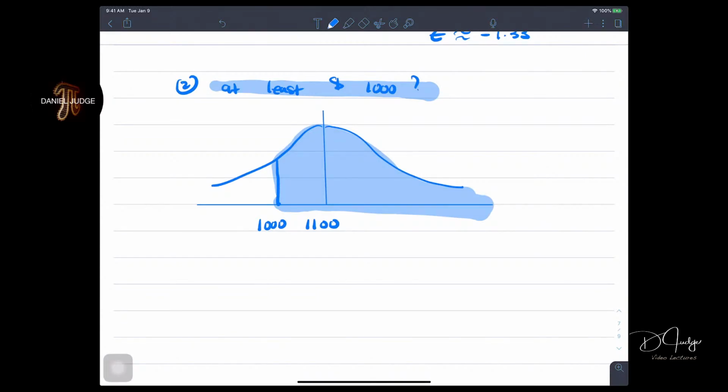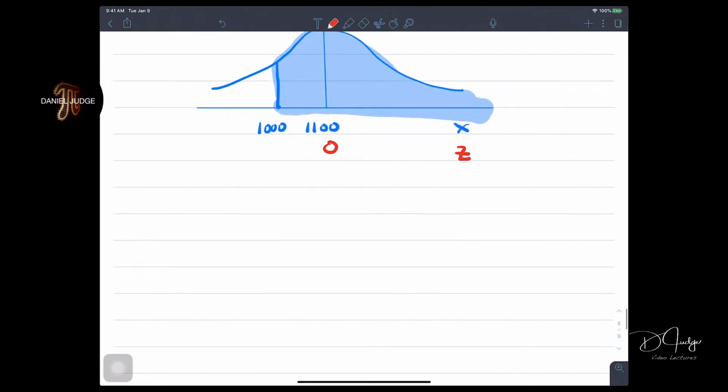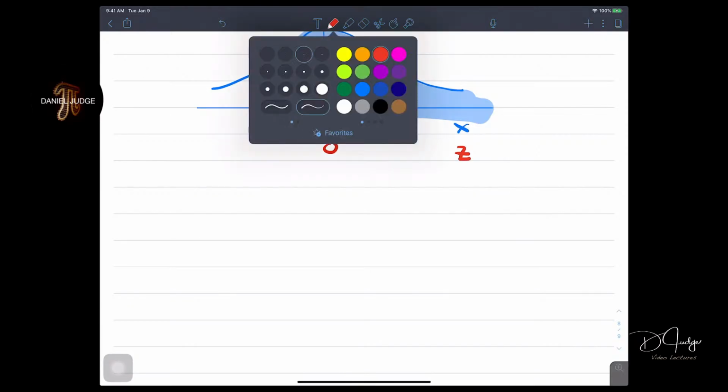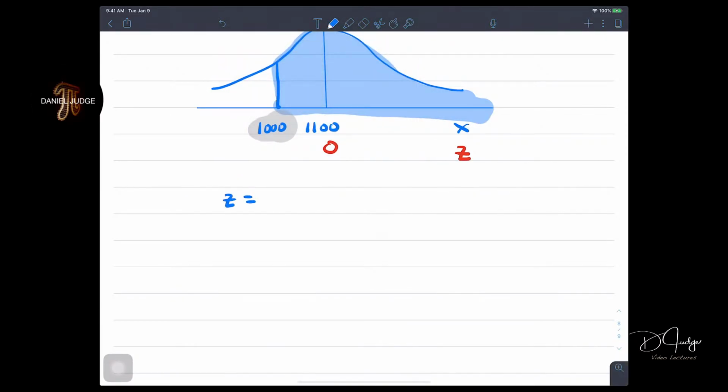Okay, and these are all, again, the X values. The question's going to be, convert these to Z values. So I'm going to have to convert the number 1,000. So we're going to use our conversion formula. Z is X minus 1100 over 150, and x is 1000. So z will be 1000 minus 1100 over 150.